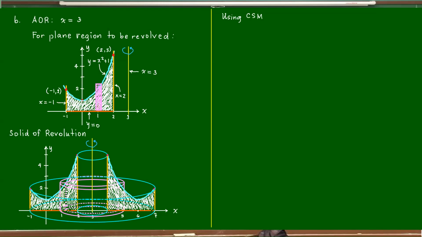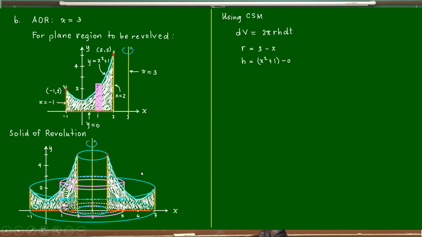Using the cylindrical shell method, we have dV equals 2 pi r h dt, where dt is equal to dx because this is vertical. The radius is 3 minus x, while the height is x squared plus 1. So again, the radius of the shell is this: 3 minus x, where this is x right. Okay, so 3 minus x.